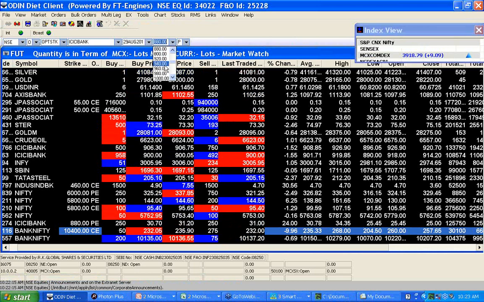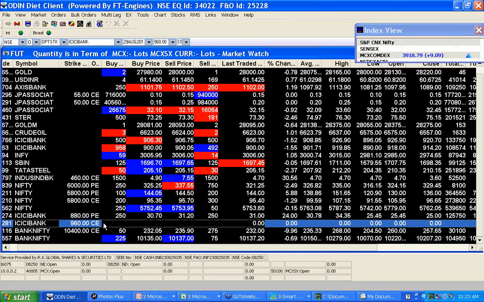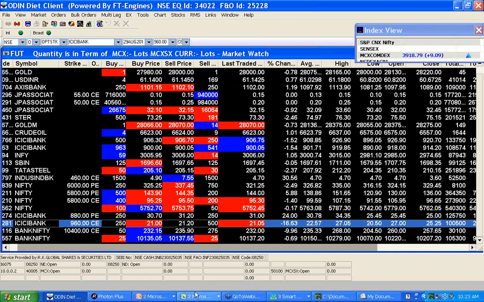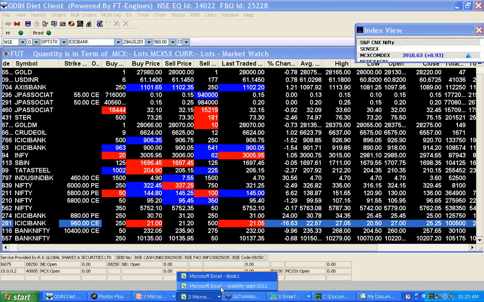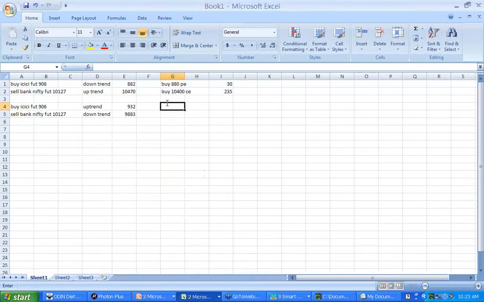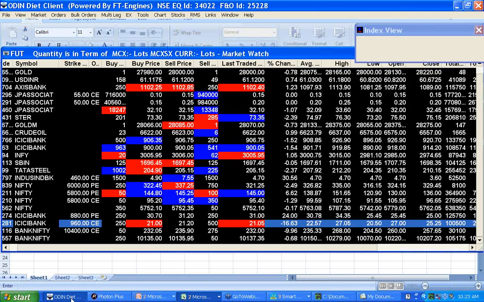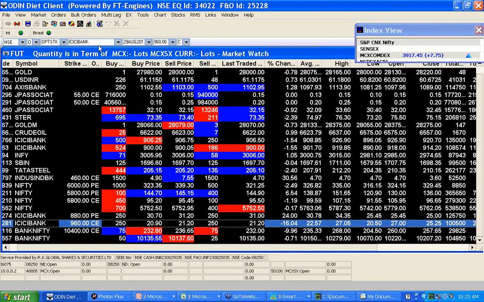930, 940 or 960 call option you can take, for August. I'm just selling one deep out of the money option in ICICI Bank. I am selling the 960 call option. My uptrend is 932. I am selling one deep out of the money call option at 21 rupees. 960 call option, ICICI Bank, August, 21 rupees I am selling.